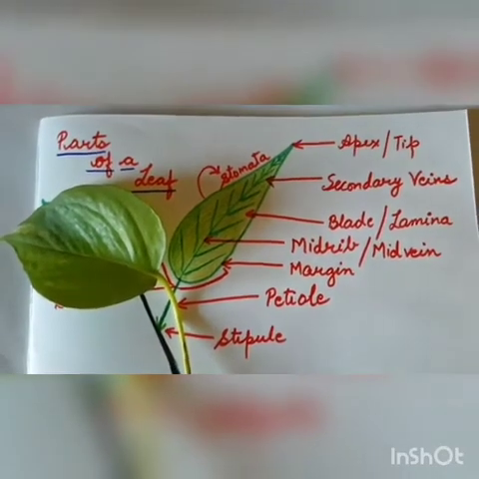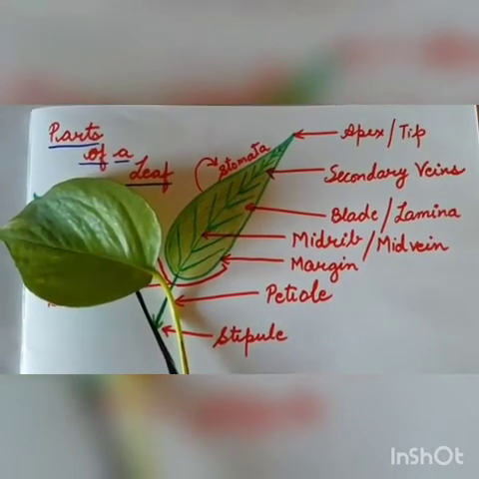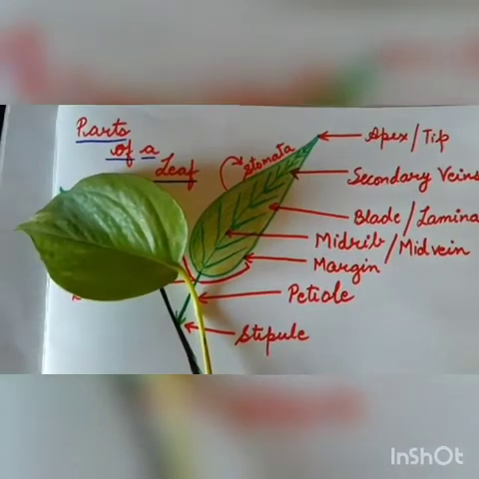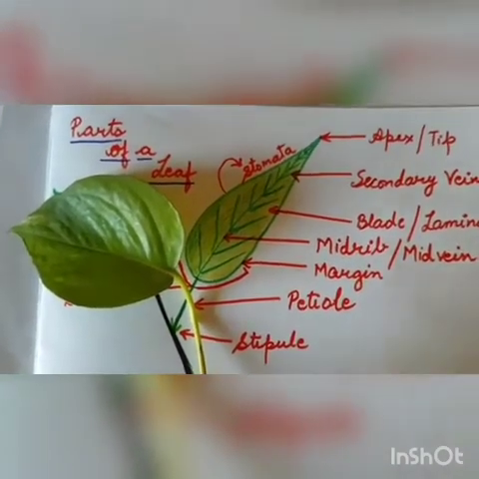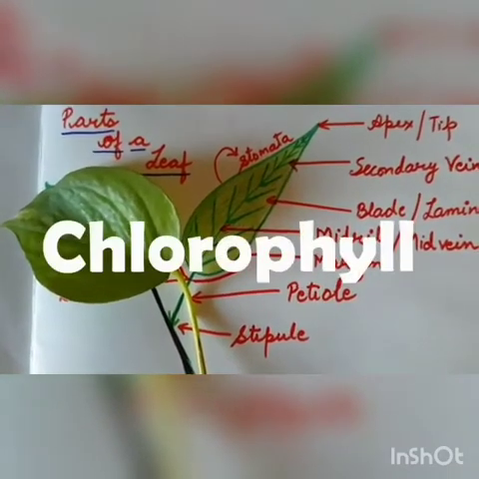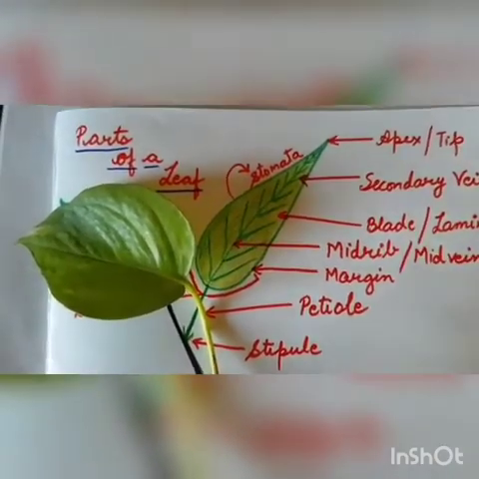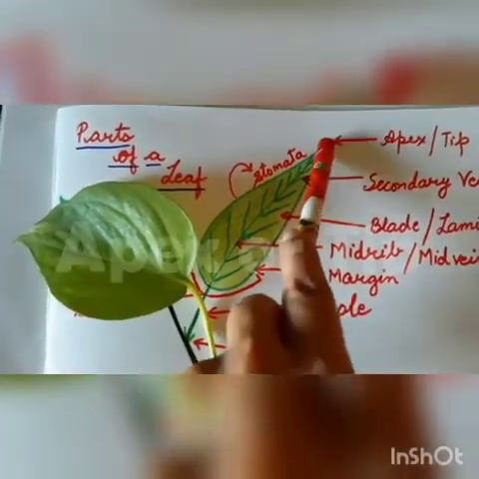Children, today we will be learning about parts of a leaf. First of all, tell me why leaves are green in color? Leaves are green in color because they have a pigment called chlorophyll. Starting with the parts of a leaf, we will start with the apex.